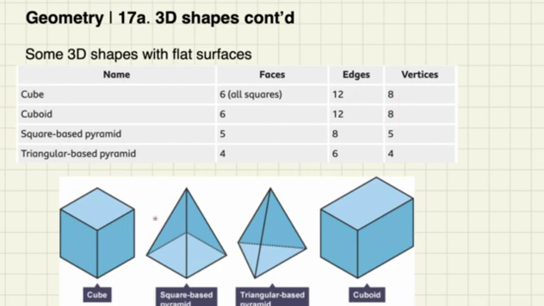With a square-based pyramid, there are 5 faces, 8 edges and 5 vertices. And then a triangular-based pyramid has 4 faces, 6 edges and 4 vertices. You're working on 3-dimensional shapes, on blocks and things like that. So when you're doing that, have a think about how many faces there are, how many edges there are, and how many vertices there are where the points meet.